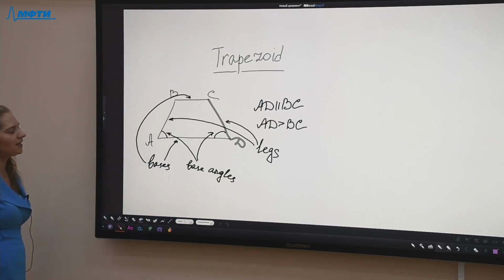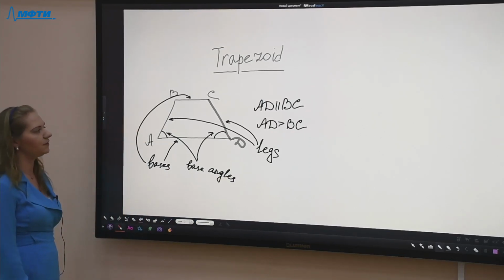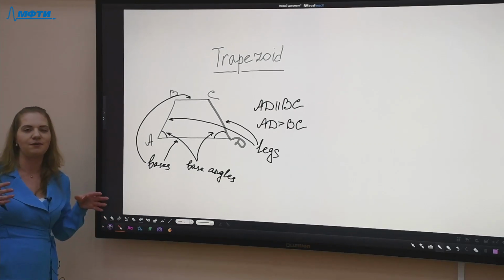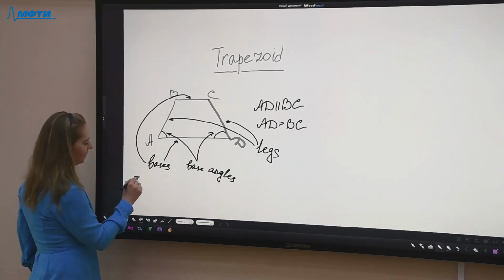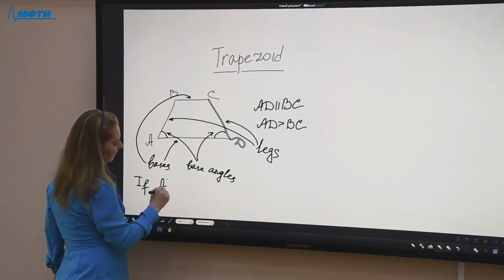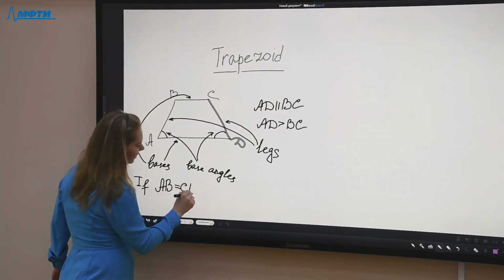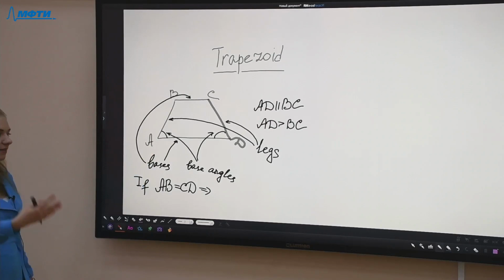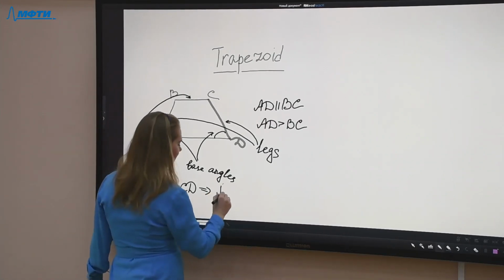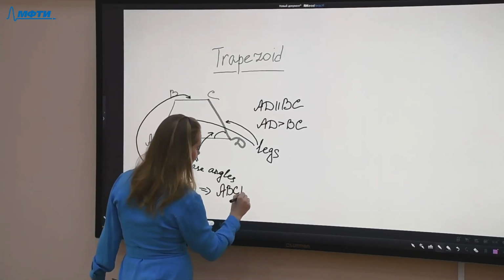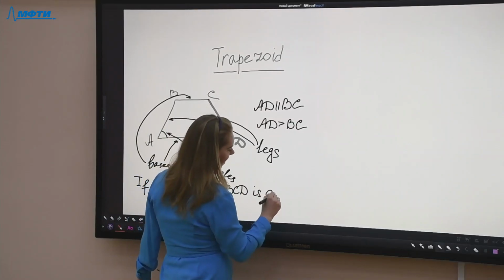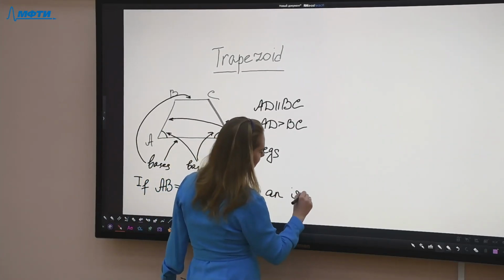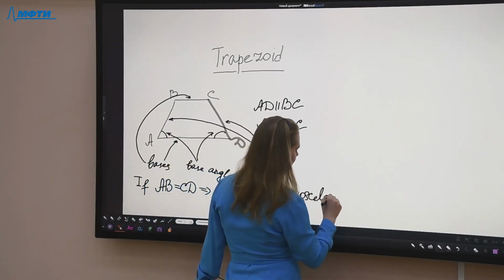Also, sometimes AB is equal to CD, so we have two equal legs. And in this case, our trapezoid is called an isosceles trapezoid. So ABCD is an isosceles trapezoid.